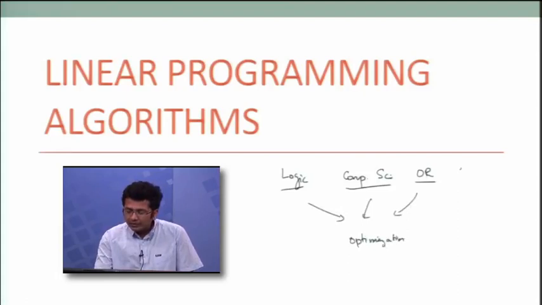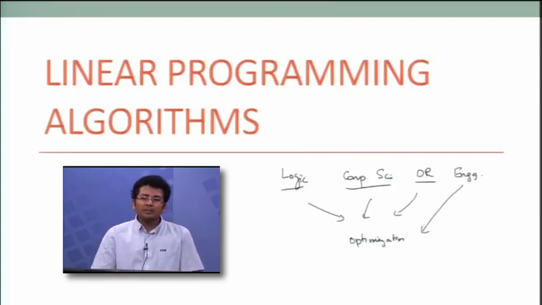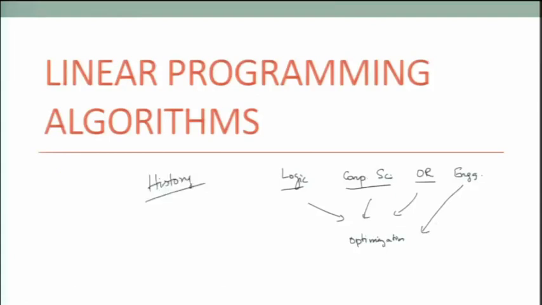And oh, I completely forgot engineering. Control theory, for example, is a big contributor to optimization. So I cannot give you an entire history of what's happening in all of these areas, but let me try and give you a brief history of linear programming.